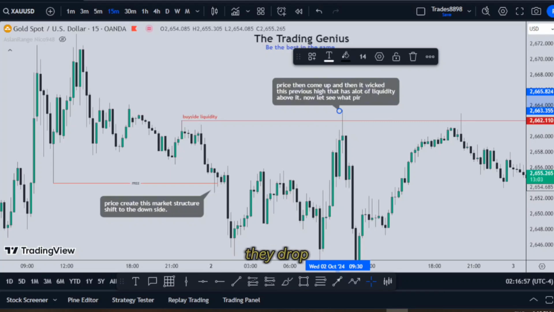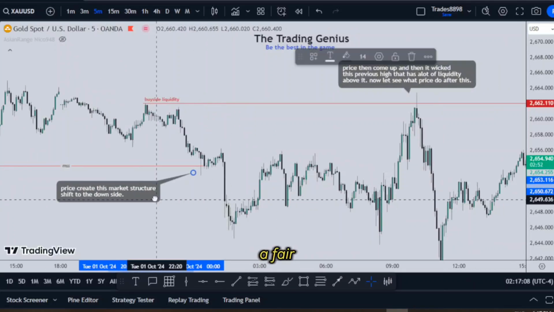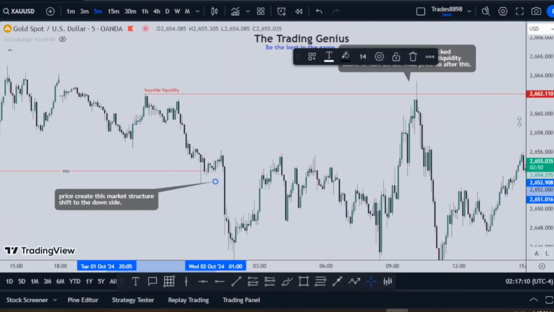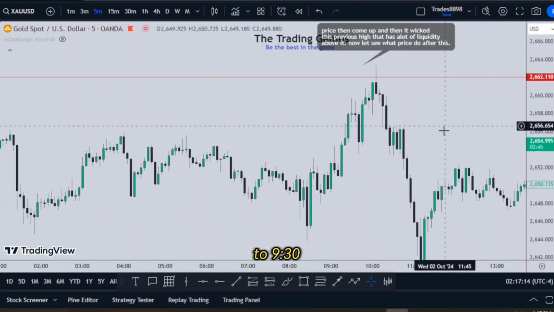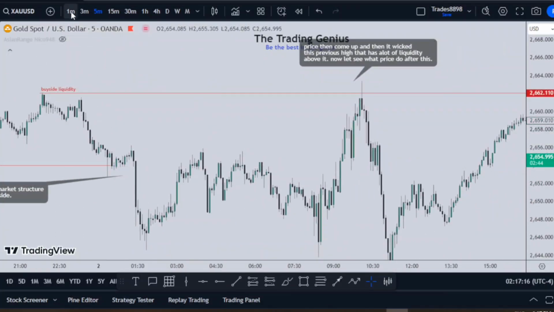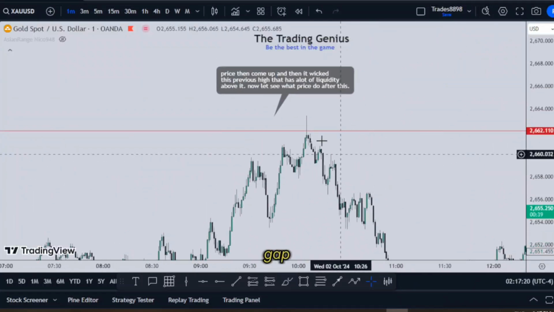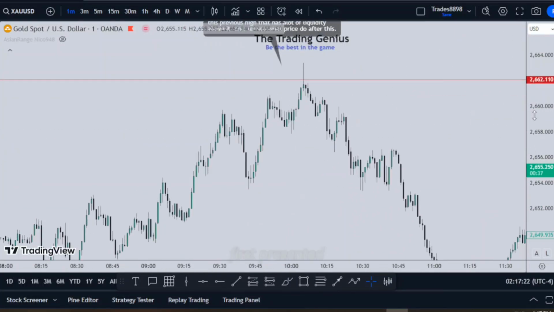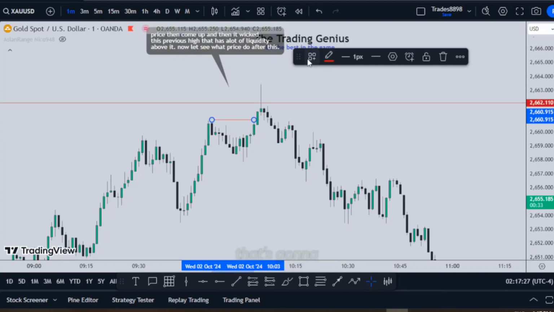And then they drop it down into a discount. Some overnight low, relative equal lows, some overnight sell side liquidity pool, or maybe a fair value gap that's formed between 2 o'clock in the morning to 9:30. And if it also overlaps with a new day opening gap, new week opening gap, or a first presented fair value gap from the previous day, chances are that's going to be the low of the day.